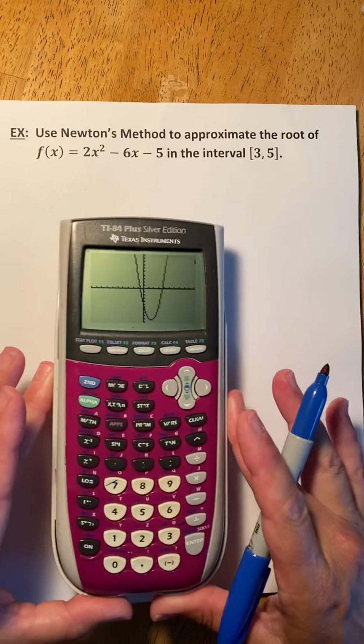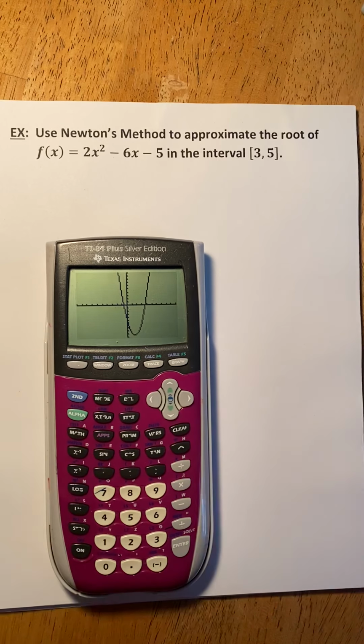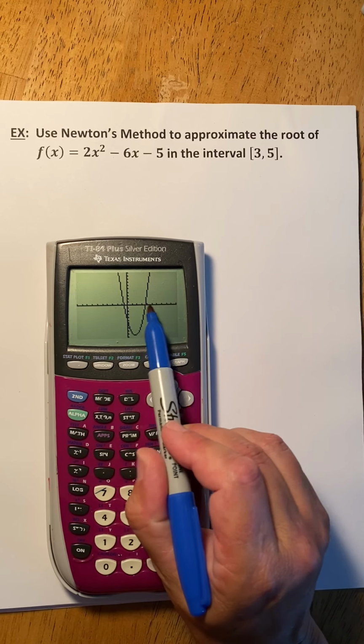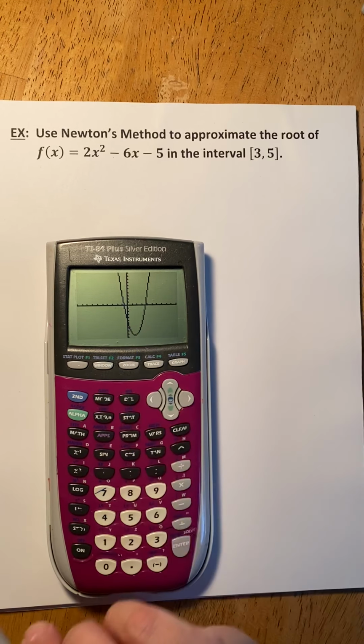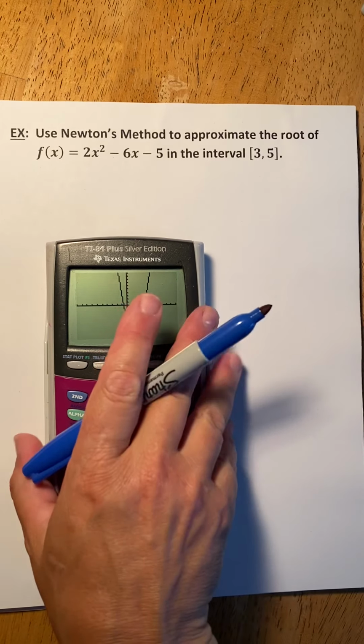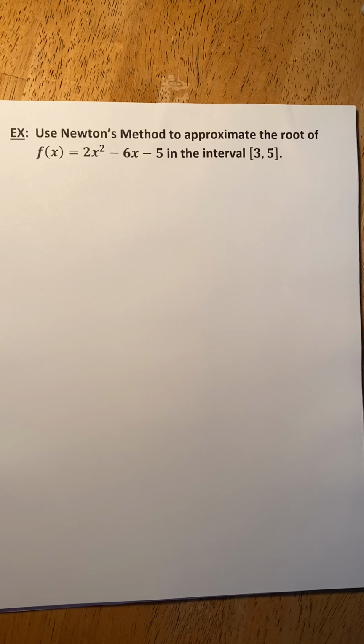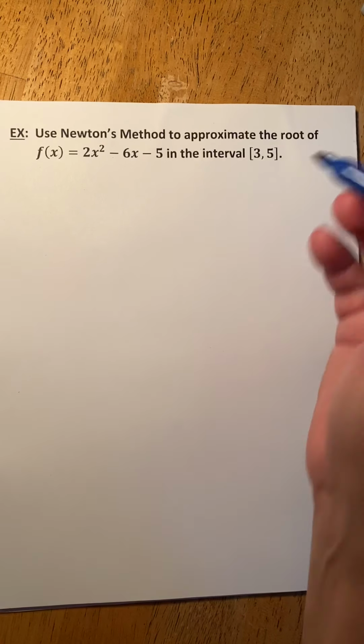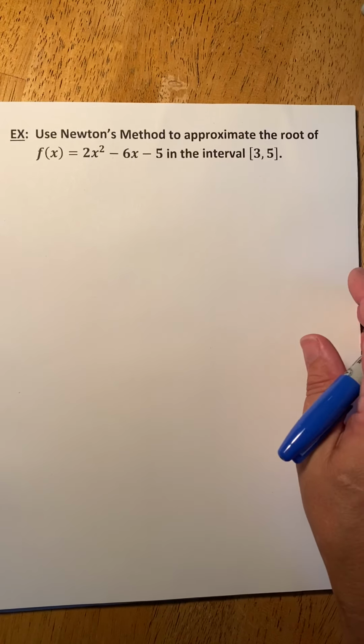All right, so here's what this function looks like. And we're looking for the root right here, the one between 3 and 5. It's not a nice whole number. I can see that it doesn't cross the x-axis in a nice place. Again, we could use the quadratic formula, but here we're just going to attempt a first try at Newton's method.